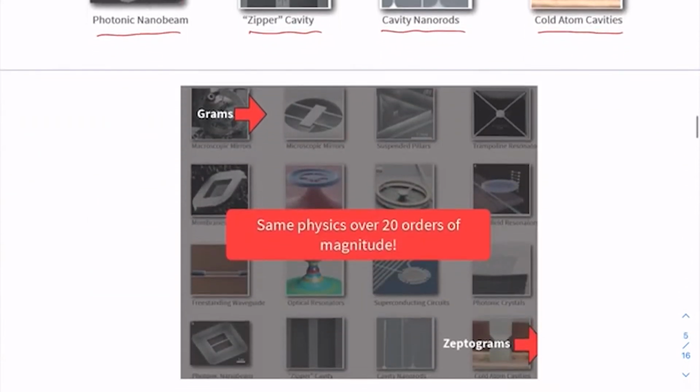Interestingly, the mass of the system varies from, say, gram to very small, say zeptogram, that is on the order of 10 to the power minus 21 gram. So you see that we have 20 orders of magnitude in terms of mass. But the striking and interesting fact is that the same physics is there over these 20 orders of magnitude.